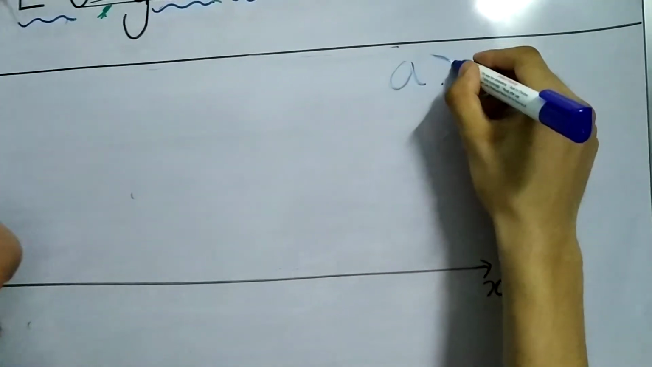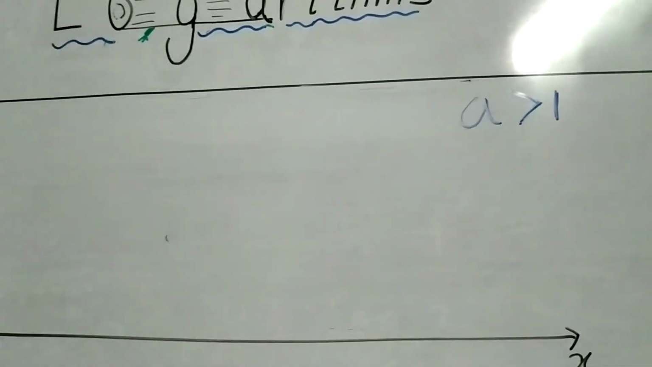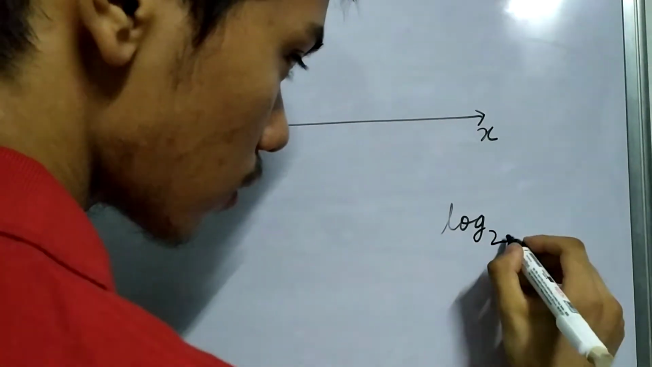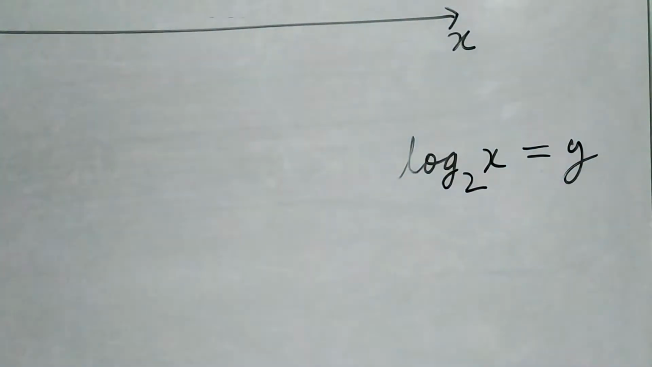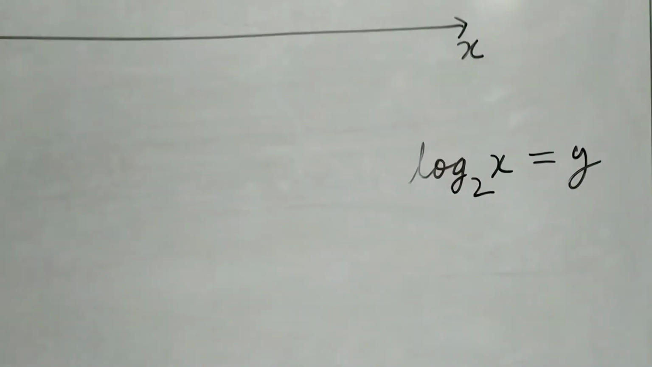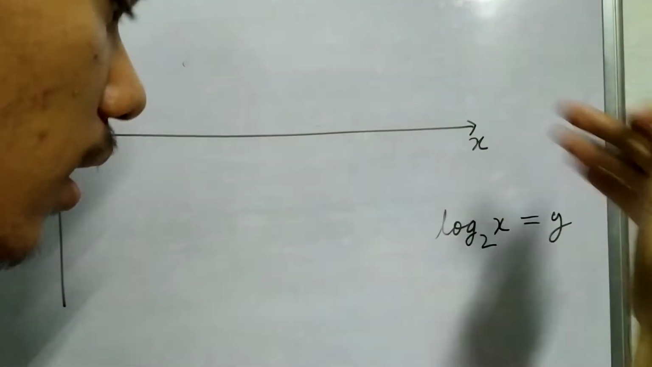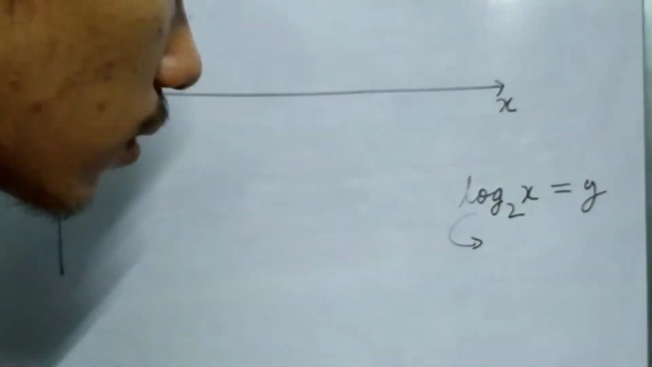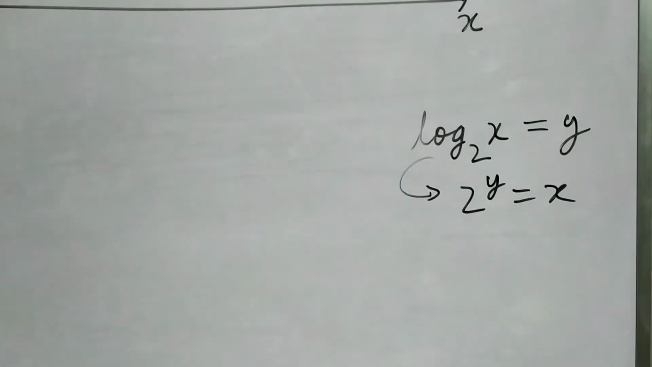Now let us consider the case a greater than 1. Now let's see what happens. I'll take an example, log 2 x equal to y. Now what will happen as you increase x? How will y change? Will it increase or decrease? Now you can convert this into your standard form: 2 to the power y will be x. That's how logs are defined.